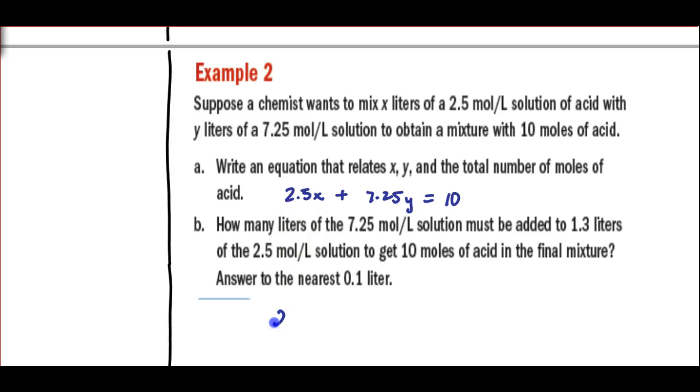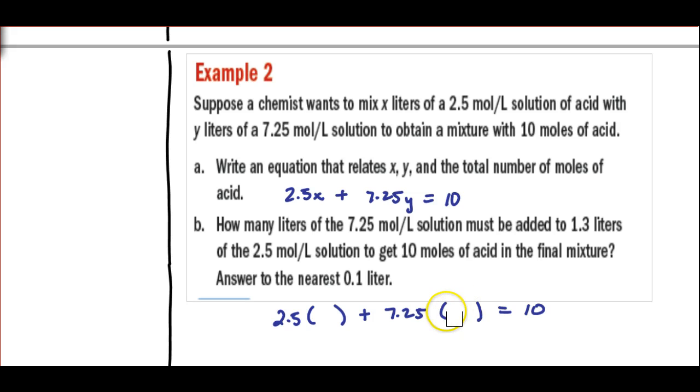So we're going to utilize our equation, and in place of either X or Y, I'm going to put a blank space. The question is giving us either the X value or the Y value, and we need to read carefully and critically to figure out where the 1.3 should go. It says how many liters of the 7.5 should be added to the 2.5 solution. So that means the number they're giving us here is an X value.